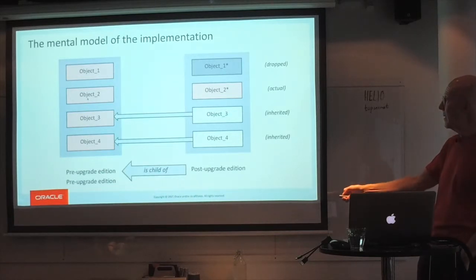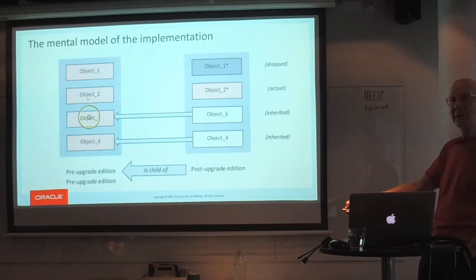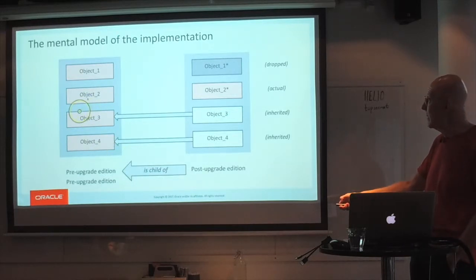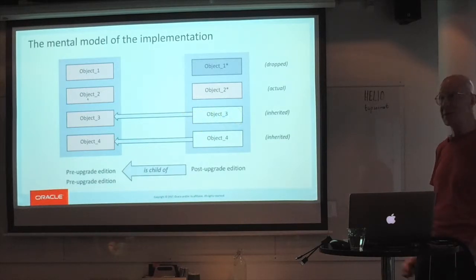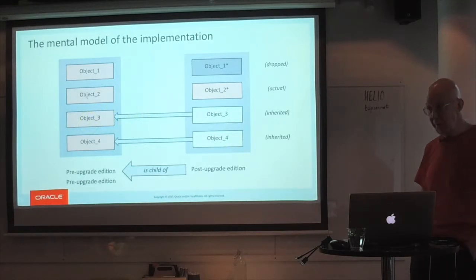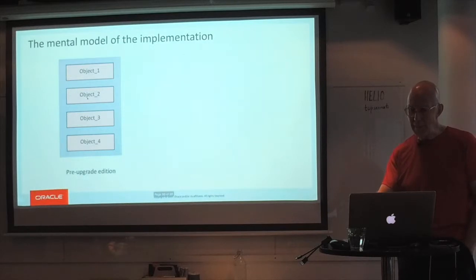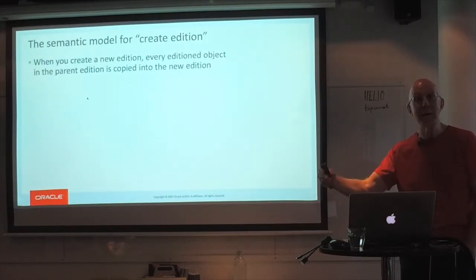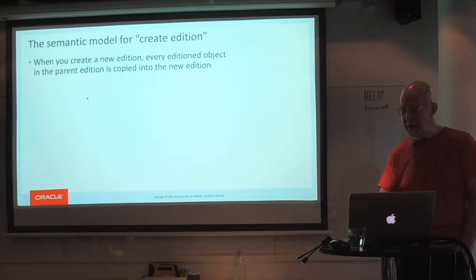The question arises, what happens if I decide to do DDL on that? And the answer that I've suggested to you is that as a side effect of doing that, you'll get actualization here of object 3 as it used to be, so you'll get object 3 star there. Given what I said, the mental model, the semantic model, is exactly that. It's as if you had created a copy of everything and it's now there, so that the two worlds can lead their independent lives.